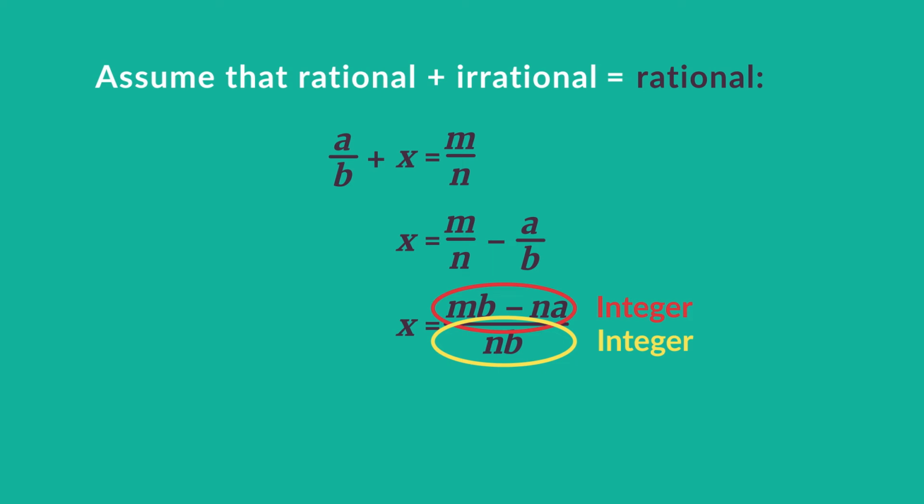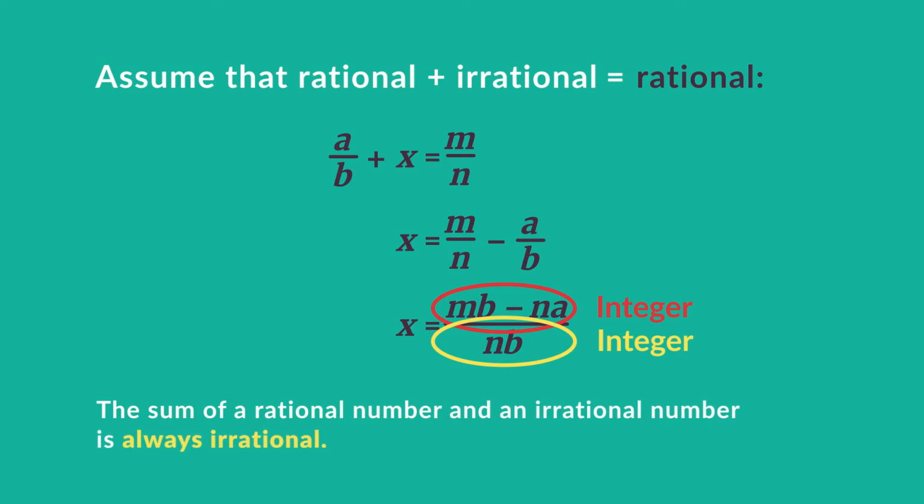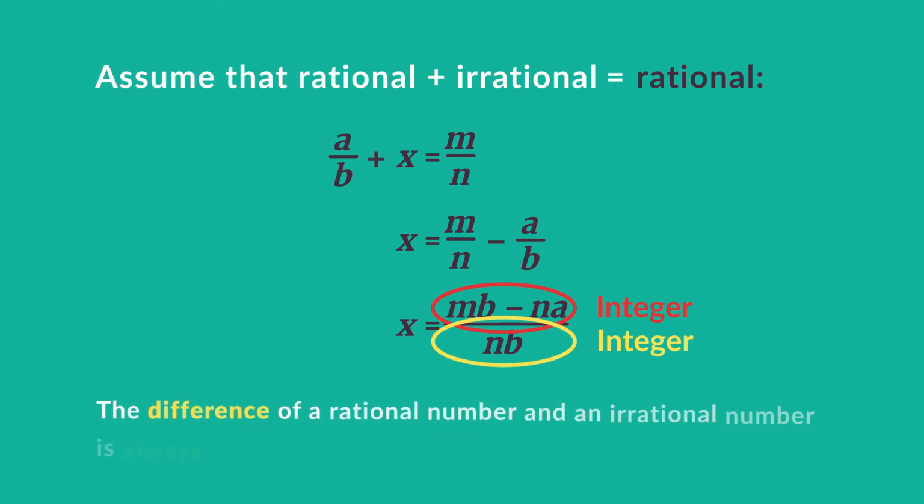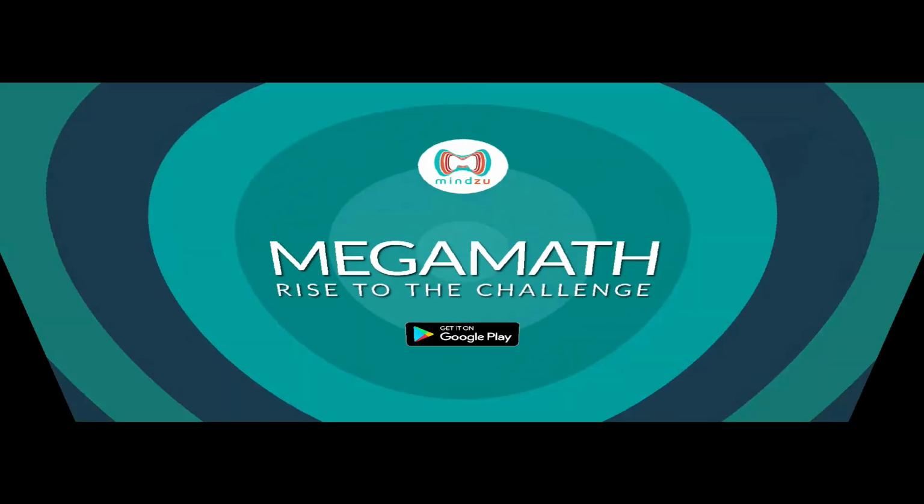So we've contradicted our original assumptions and can conclude the sum of a rational number and an irrational number is always irrational. We've used a proof by contradiction to show this result. We can work in exactly the same way to prove that the difference of a rational number and an irrational number is also always irrational.